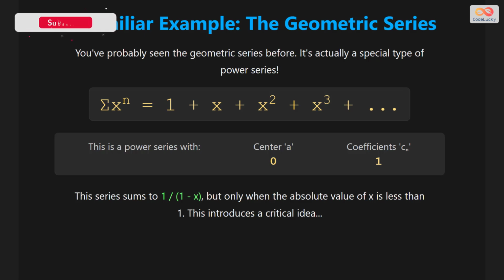A great way to understand power series is to look at a familiar example, the geometric series, which is the sum of x to the nth power. This is just a power series with a center, a equal to 0, and all coefficients c sub n equal to 1. We know that this series adds up to the function 1 divided by the quantity 1 minus x, but only under a specific condition.